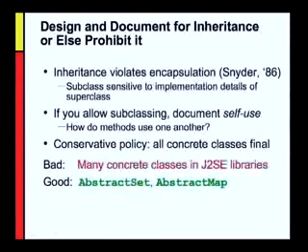This is a fairly controversial one, but I believe that you should design and document a class for inheritance, or else prohibit it outright. Make the class final, or have no publicly accessible constructor. And the reason for that is that inheritance violates encapsulation in a subtle way. That is to say, subclassing violates encapsulation in a way that mere method invocation does not.